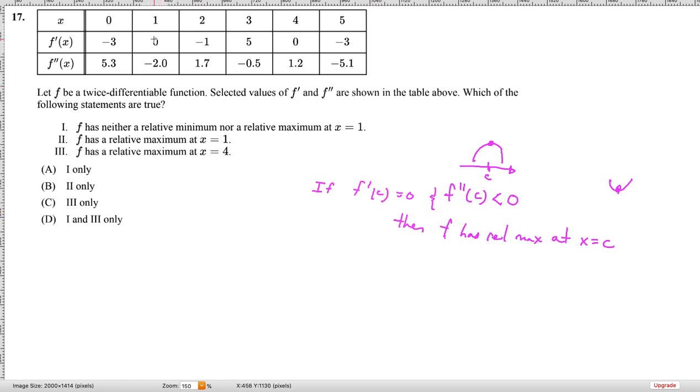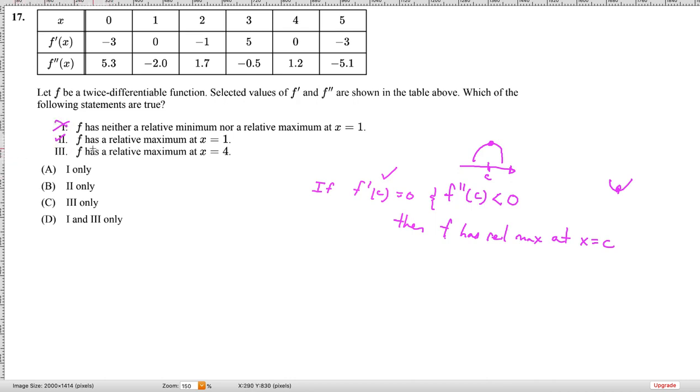So it's clear that in this case, look, I have it that f prime of 1 is 0, and f double prime of 1 is less than 0. So then therefore, f has a relative max at 1. So this is true, the second one. This first one is not true. The second one is true, relative maximum.